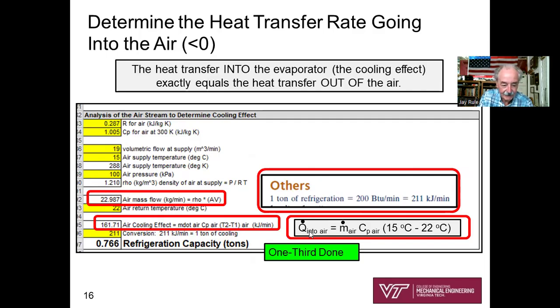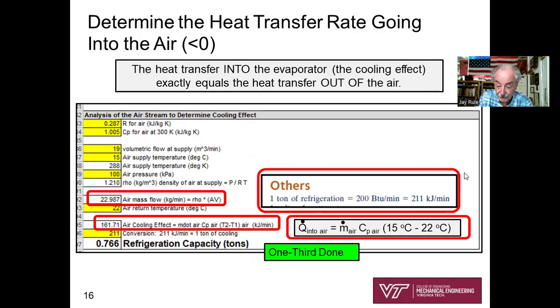Q dot into the air, it's going to be a negative number, but it looks like I've made that adjustment over here in Excel. M dot of the air, got it. CP of the air, got it. Delta T of the air. So the air cooling effect is 161.71 kilojoules per minute, negative 161 into the air. So air is rejecting heat. Oh, and so that's what's going into the evaporator.